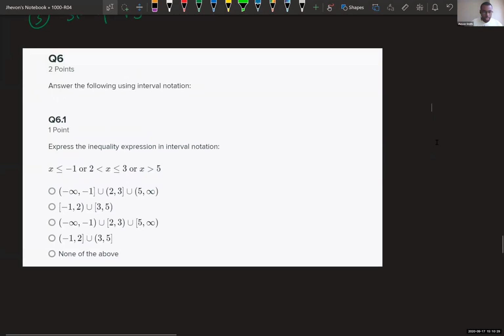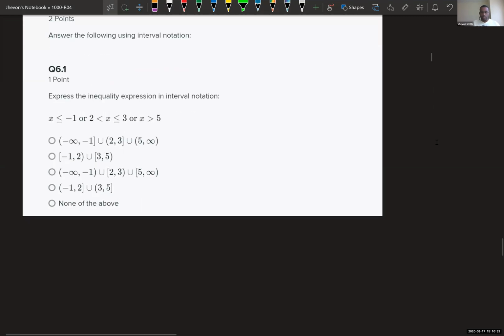Okay, so we're moving on to problem 6. Express the inequalities in interval notation. This is just a notational thing. I gave you a huge table in class where we did the notation. So let's start with the first one. How do we denote that in interval notation? x less than or equal to -1.